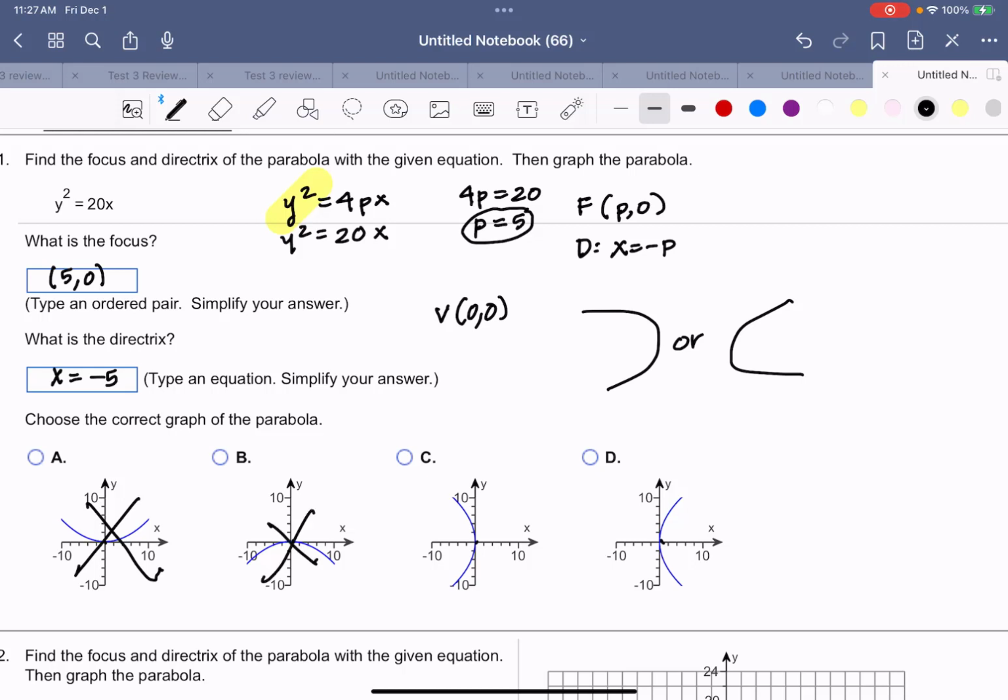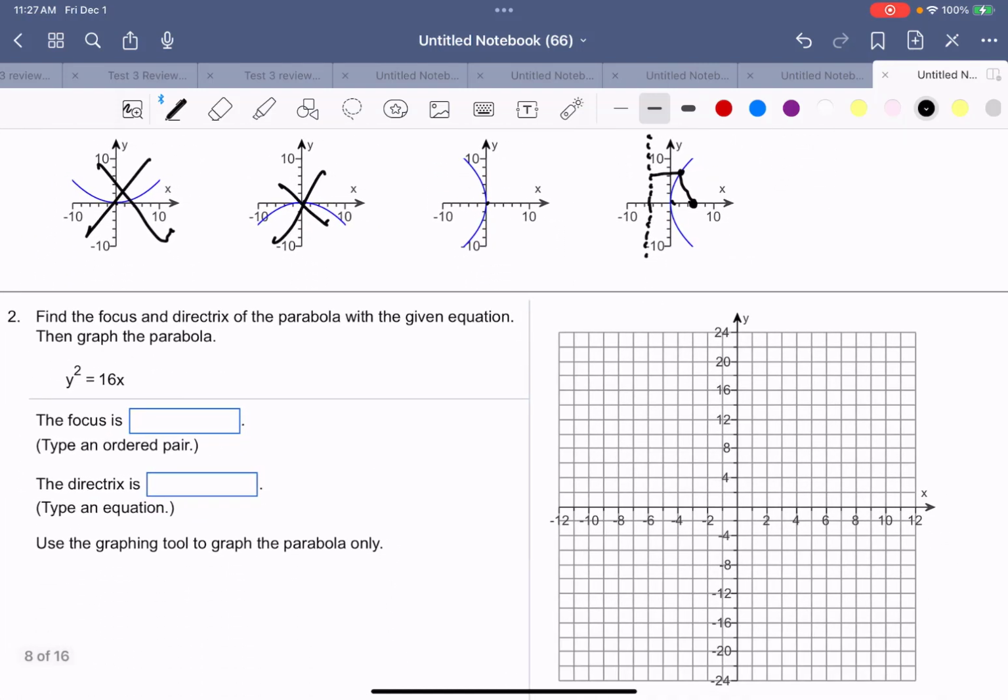So I'm going to look for my directrix to be at x equals -5, and that's a vertical line. So my focus is over here, (5, 0), and my directrix is over here. That's that line. So if I pick any point on this, it has to be the same distance from this as it is from this. So D is going to be my answer for my graph.